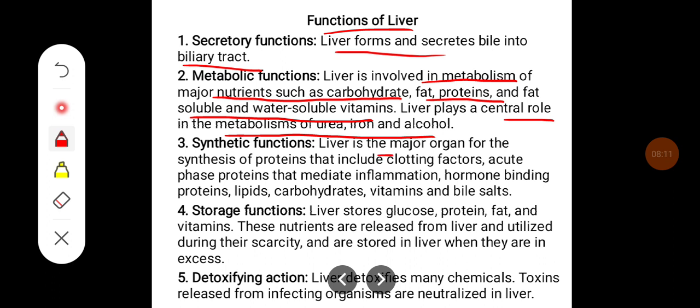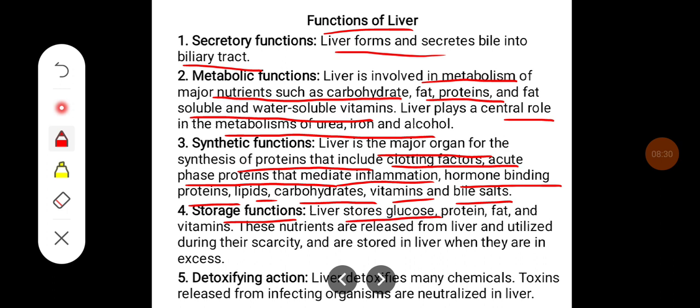Synthetic function: the liver is the major organ for the synthesis of proteins that include clotting factors, acute phase proteins that mediate inflammation, hormone binding proteins, lipids, carbohydrates, vitamins, and bile acids. Storage function: it stores glucose, protein, fat, and vitamins. These nutrients are released from the liver and utilized during their scarcity and are stored in the liver when they are in excess.